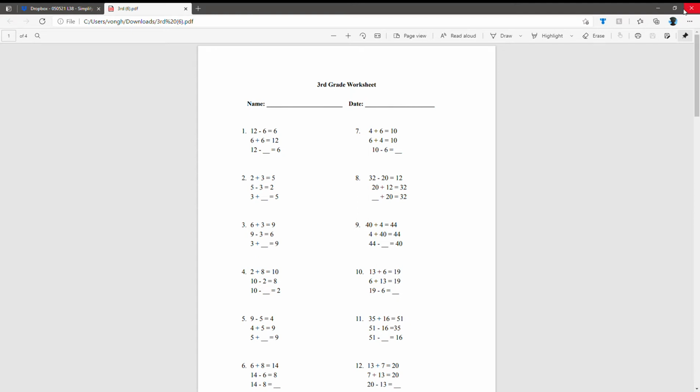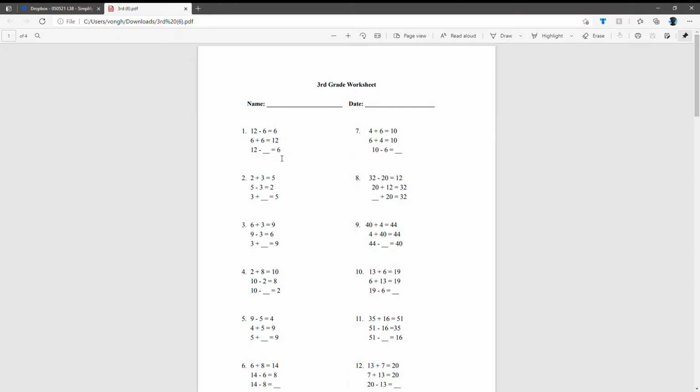This is the 3rd grade worksheet for lesson 38, and I'll be covering it. So the first part is just this. It says that 12 minus 6 equals 6, 6 plus 6 equals 12. So you have to find this missing number here. 12 minus some missing number equals 6.